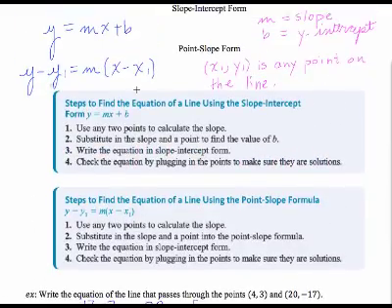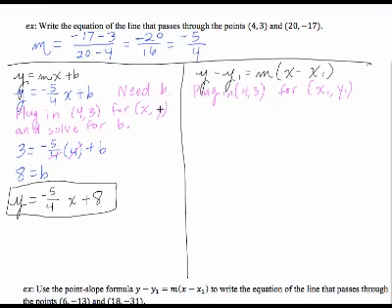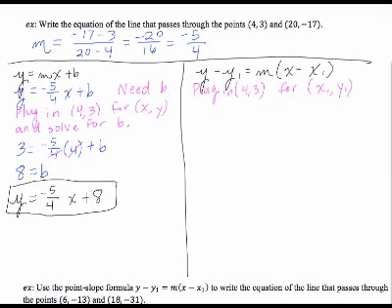Okay, now we're not solving for an unknown variable like we were in the last one. We were solving for b. We're not doing that this time, so we don't want to plug in anything for our variables x and y. We just plug in that for x1, y1, and that's it. We have the equation.